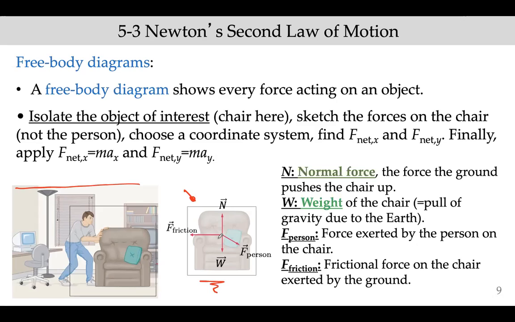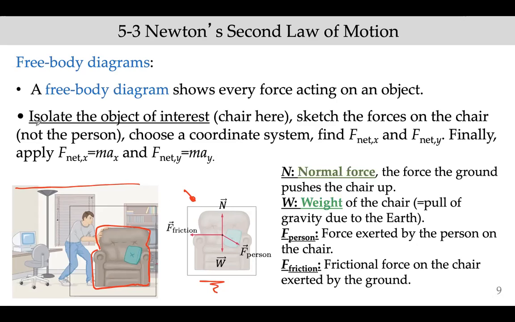Why is it free body? It's free body because there are many objects here. There's even a person that pushes the chair. But if we are interested in the chair, we just isolate it, and then draw the forces on it.